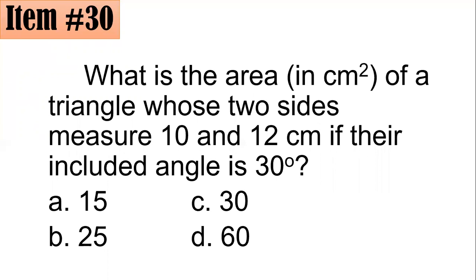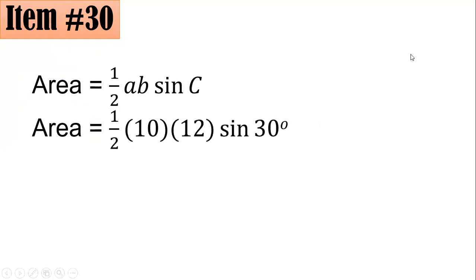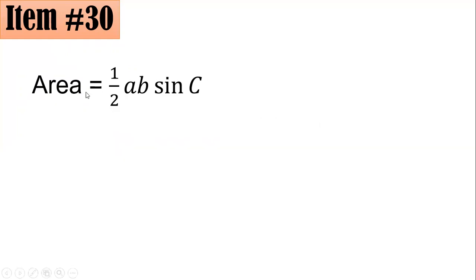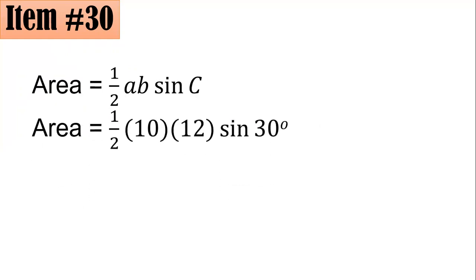So from here, what can we do? We can utilize a formula in trigonometry, that is, the area of a triangle given the two sides and an included angle is 1/2 AB sine C, where A and B here are the two sides, and C is the included angle or the angle between them. By substitution, we have area equals 1/2 times 10 times 12 times sine 30 degrees.